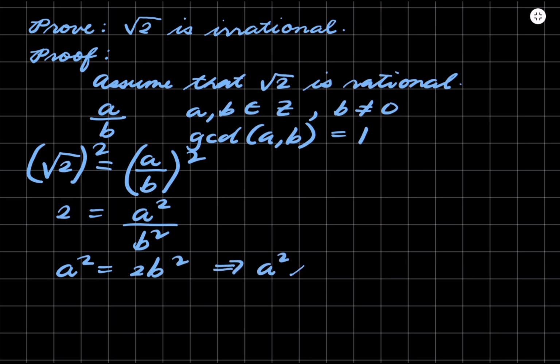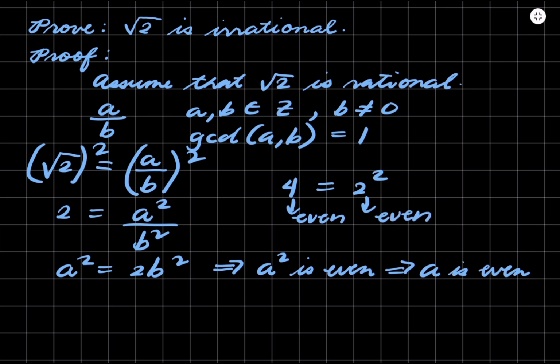So this implies that a squared is even, right? Because of the factor 2. Remember, even numbers are multiples of 2. So a squared is even. Then if a squared is even, this also implies that a is even. For example, 4. 4 is 2 squared, right? So 4 is even, and 2 is also even. So if the square is even, like 4, then a, which is 2, is also even. All right?